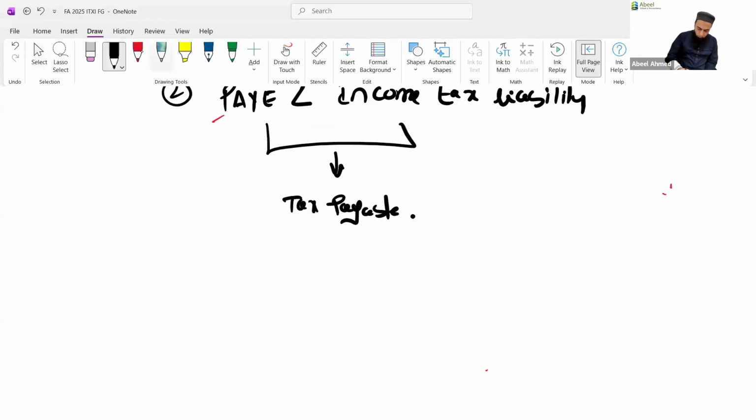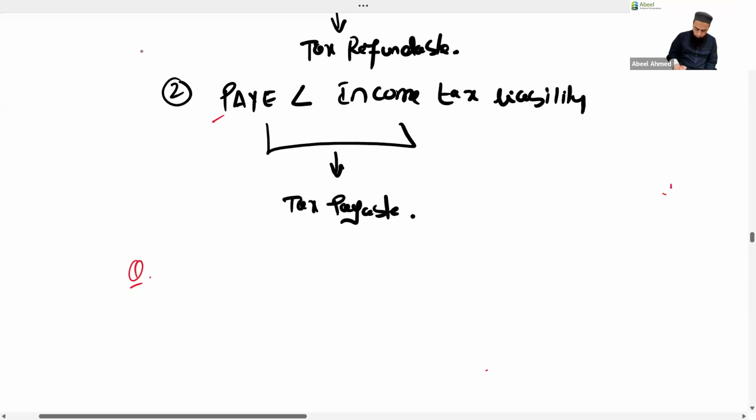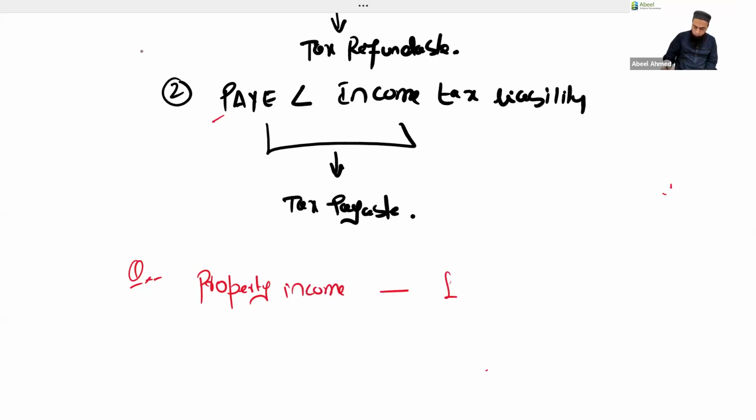Let me write one more question for you. Assuming someone is having property income. Property income again is a non-saving income. Assuming property income is, let's say, 60,000.